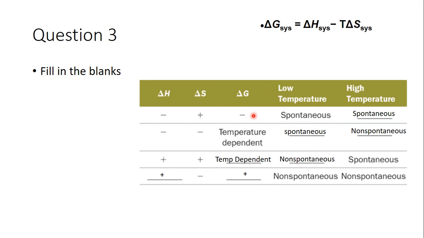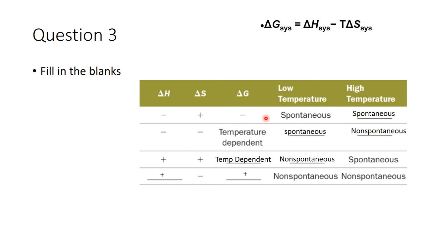As delta G is always negative no matter what, this means that this process will always be spontaneous no matter what temperature we are at. So that's why at high temperature, and also at low temperature, we have spontaneous.